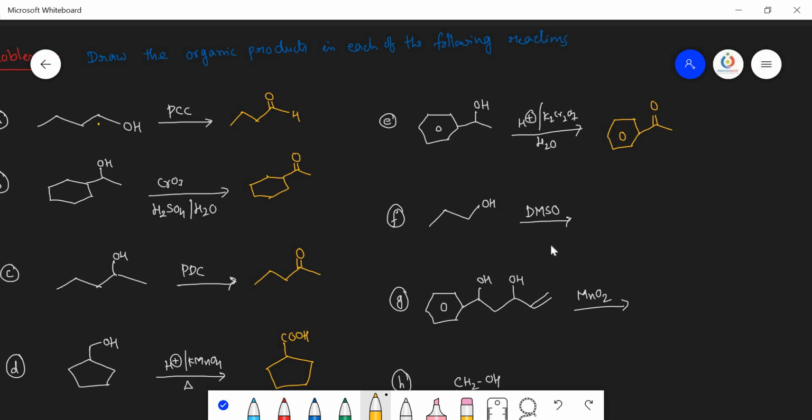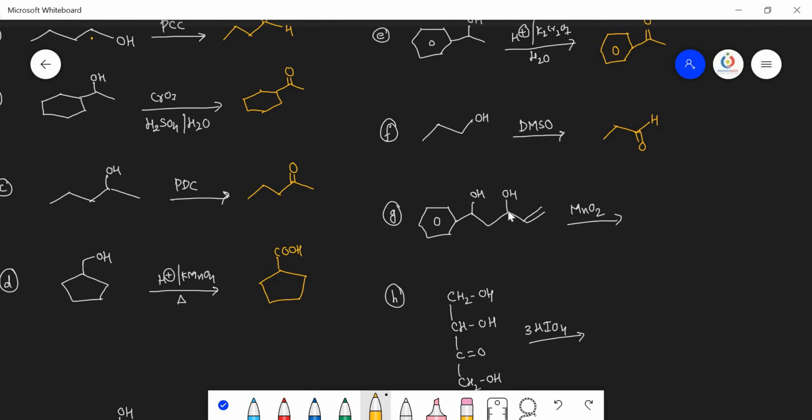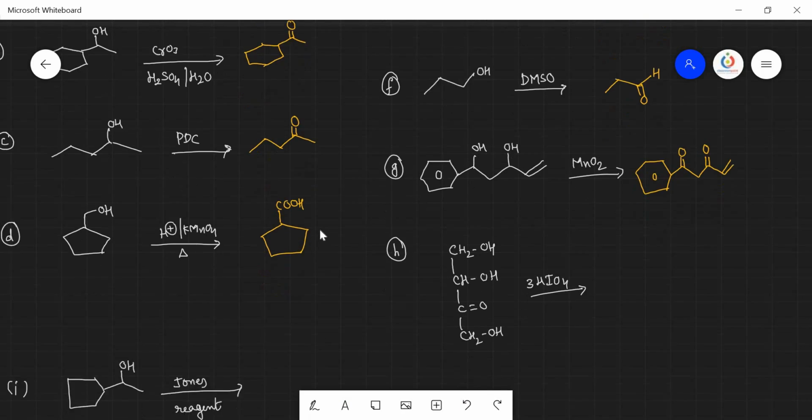Please remember those oxidizing agent properties. Dimethyl sulfoxide converts primary alcohol to the aldehyde. MnO2, which is a very good oxidizing agent, has the property of oxidizing allylic and benzylic OH groups to the keto groups. We have already discussed that MnO2 is a very selective oxidizing agent which oxidizes only allylic and benzylic alcohols to the respective carbonyl compounds.